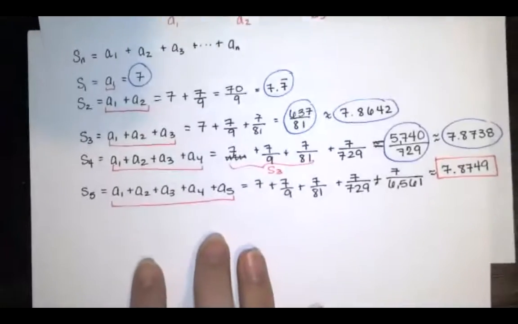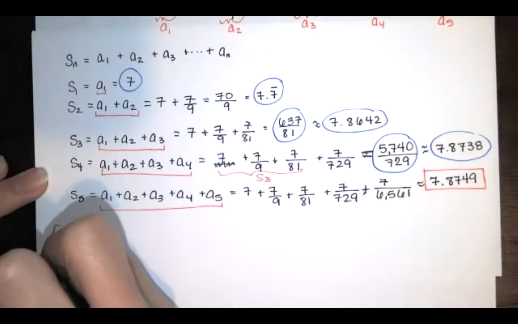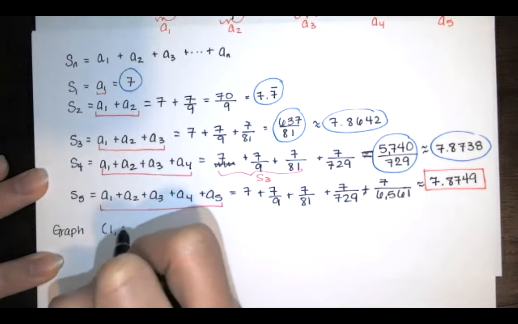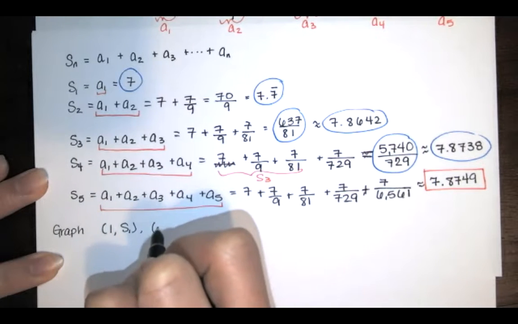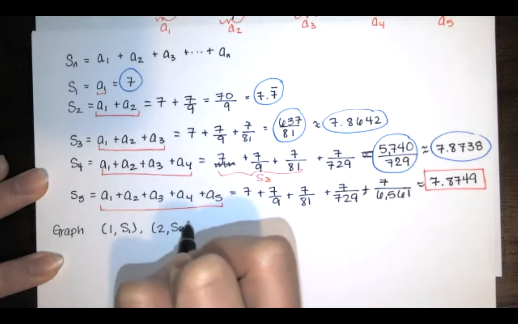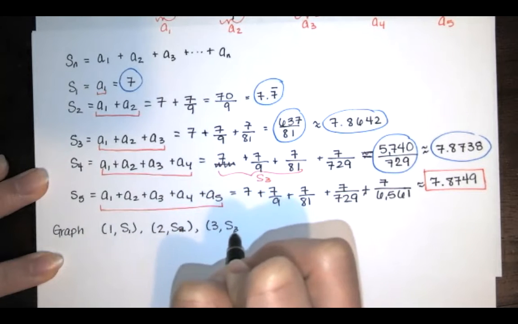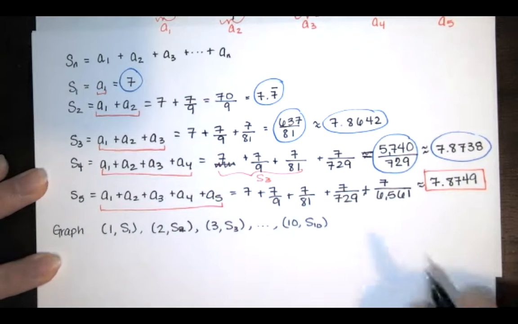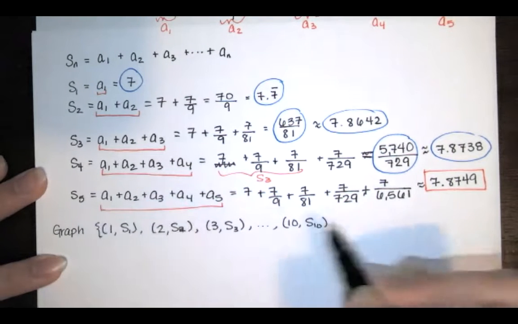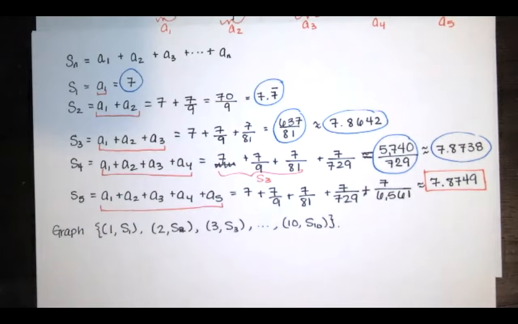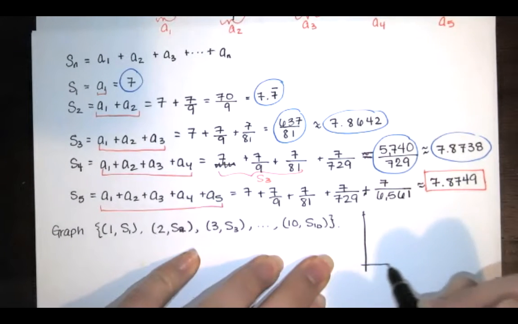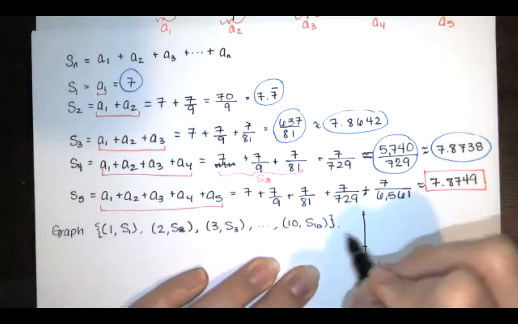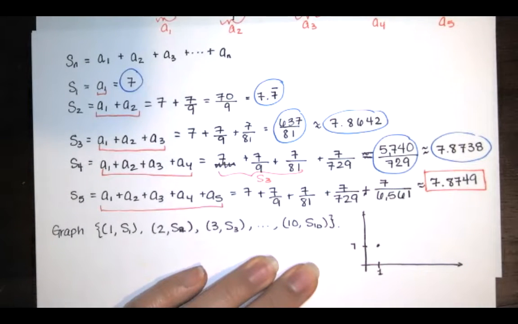So again, what we're graphing here is n equals 1 and s sub 1, n equals 2 and s sub 2, n equals 3 and s sub 3. Eventually you want to get to n equals 10 and s sub 10. That's our goal. We just want to graph those 10 points and then see what they look like. Now we know that when n equals 1, s sub 1 is 7. So we should see something that looks like this.